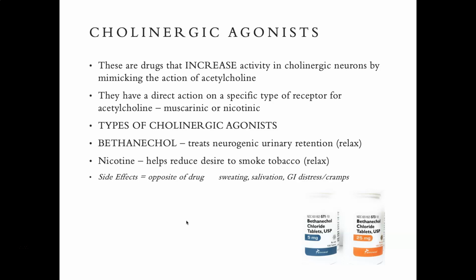So one type of cholinergic agonist is bethanechol. This treats neurogenic urinary retention. Another type of cholinergic agonist is nicotine. And although nicotine at times seems to be addictive, it can be used to help reduce desire to smoke tobacco.